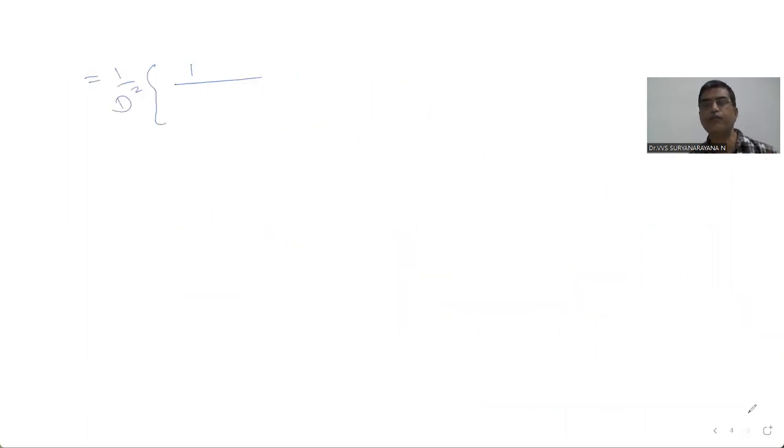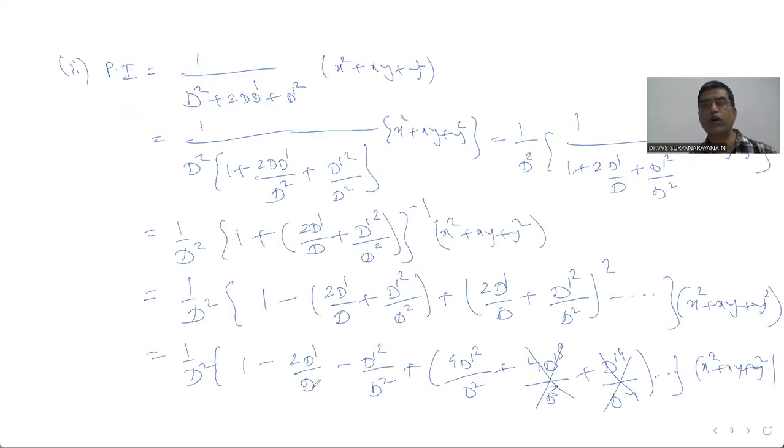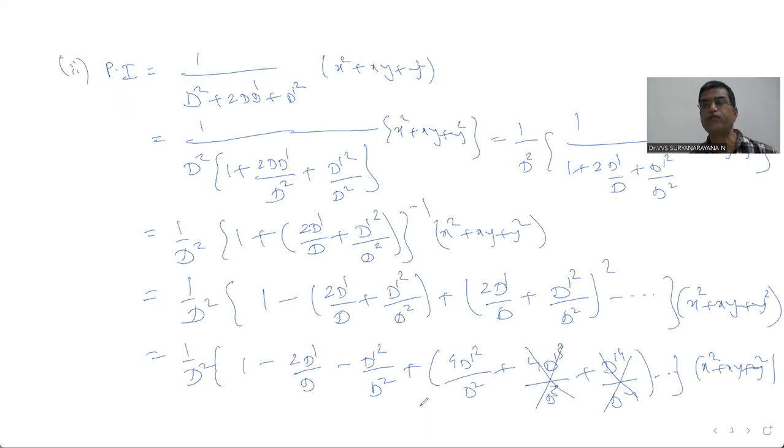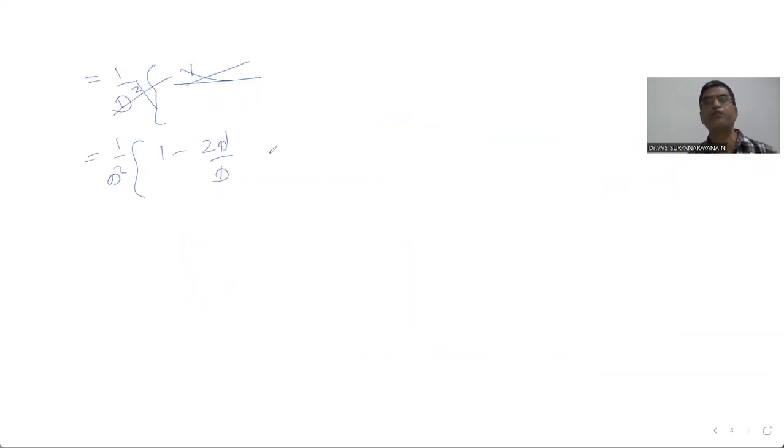Okay. So 1 by D square of: the first term is 1, the second term is minus 2 D dash by D. So 1 minus 2 D dash by D. Next, the third term, minus D dash square by D square plus 4 D dash by D square. 4 minus 1 is plus 3. Plus 3 times D dash square by D square plus 4 times D dash square by D square, to be operated on x square plus xy plus y square. Okay. Remaining terms can be neglected.